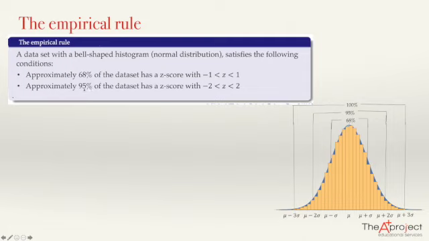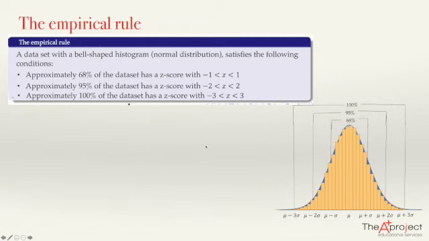Almost 95% of the data, so all of these are approximations, has a z-score between -2 and 2. So around 95% of the data falls within 2 standard deviations. And almost all the data, so almost 100% of the data set, has a z-score between -3 and 3. Here you see in the graph that almost all the data are within 3 standard deviations. Here in the middle you can see the mean.